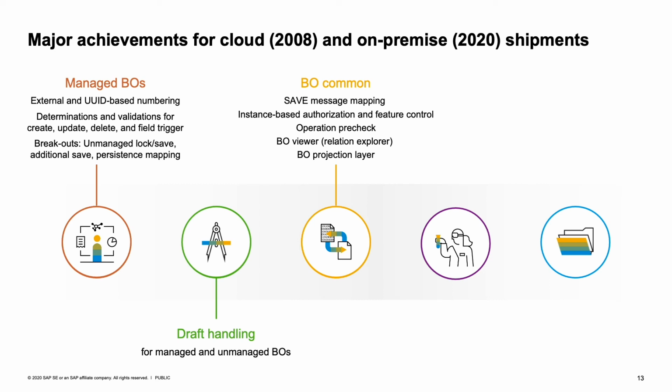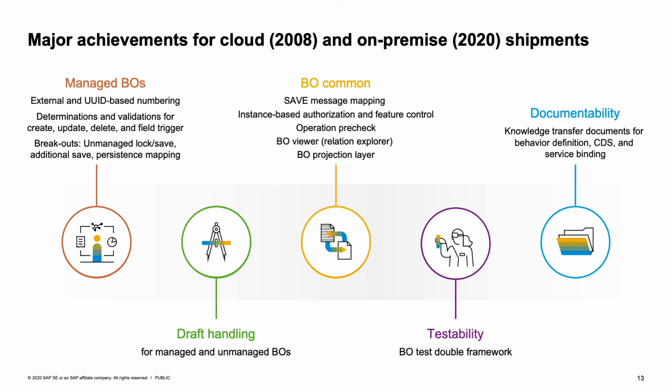And the BO viewer, we also saw the relation explorer showing all the different layers of a business object. Projection layer is, of course, also provided right now. And now the testability support was extended via the BO testable framework I mentioned earlier. The documentability, KTD documentation, is available for CDS, service binding, and for the behavior definition, the business object, with 2008 and the on-premise shipment 2020.